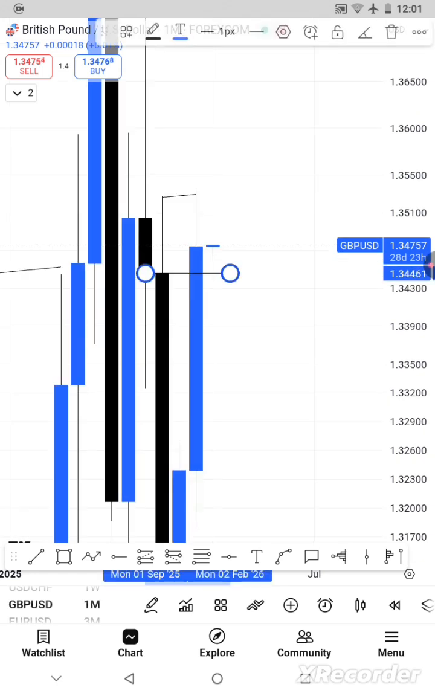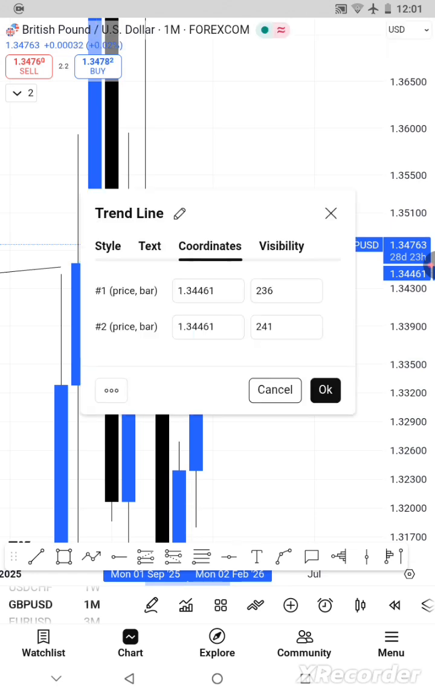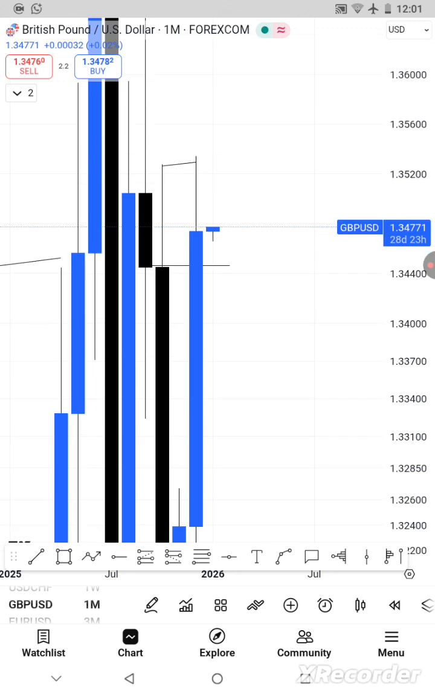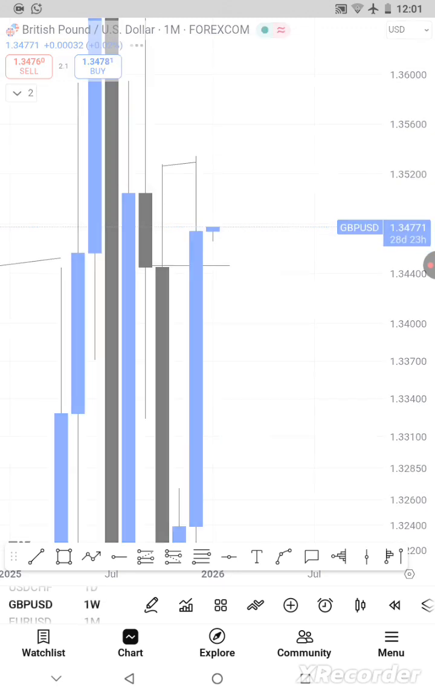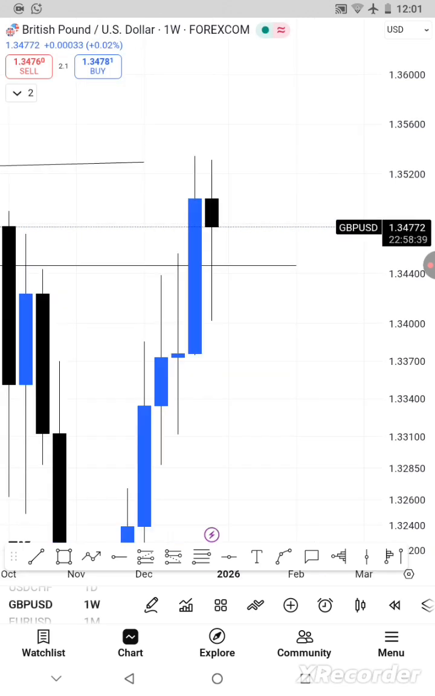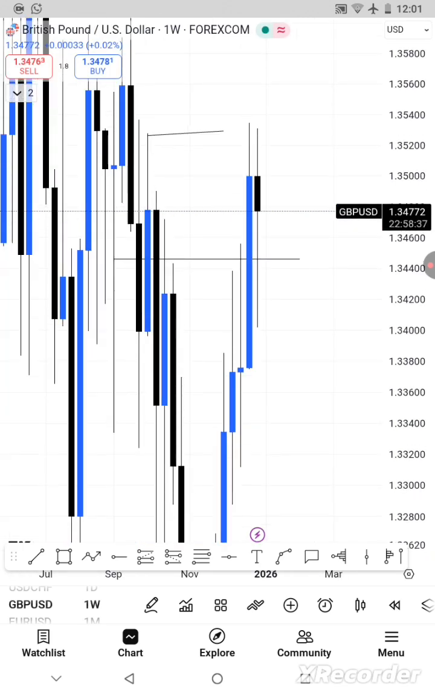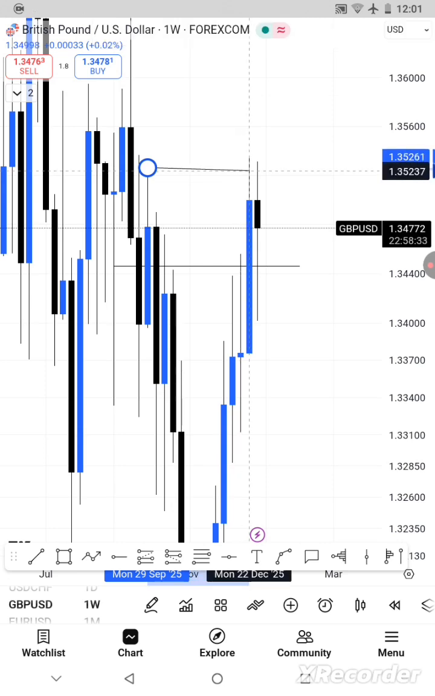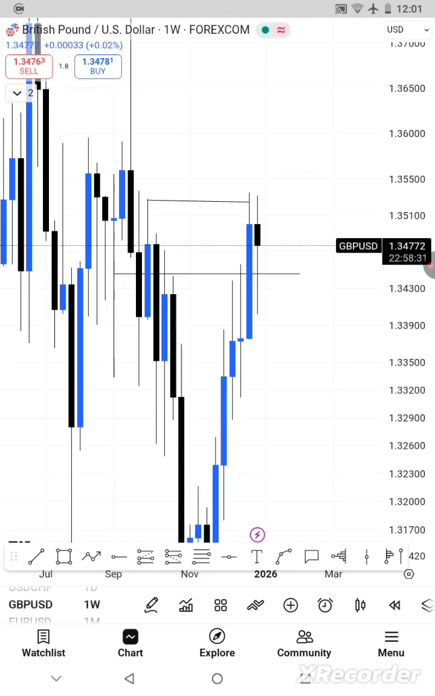So I'll be going to the weekly time frame right now, and I would like to see what the market is showing us on the weekly time frame. On the weekly time frame now, we have seen a kind of retracement to this key level.